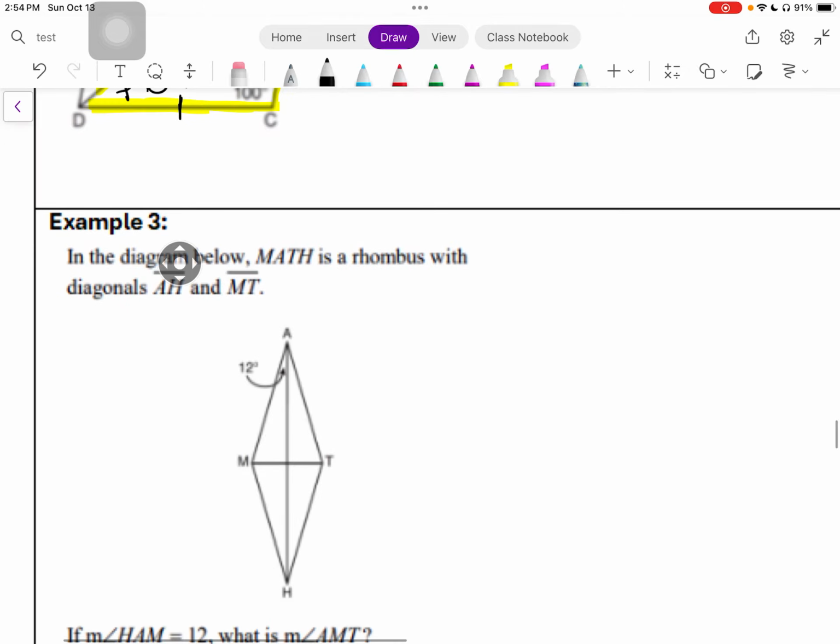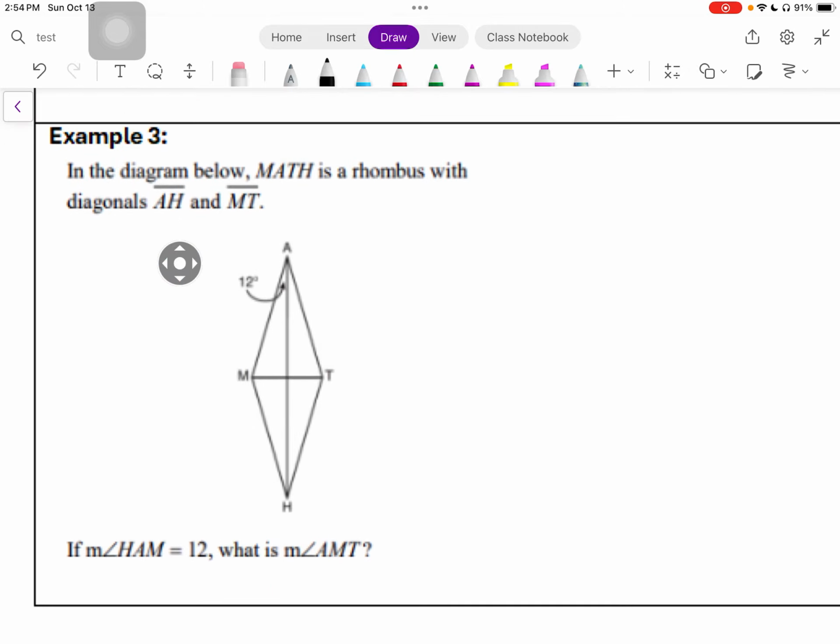Last one. In the diagram below, MATH is a rhombus. Again, rhombus tells me I'm probably going to use the properties. It's got HAM as 12, which is this little angle in here. It's kind of tough to see. And it wants to know what AMT is, which is this angle here. Again, the property that I would want to use is that diagonals are perpendicular. That gives me this right angle here. So if you can see it, we have a nice little right triangle here that we can use.